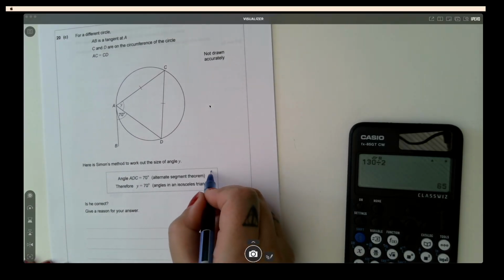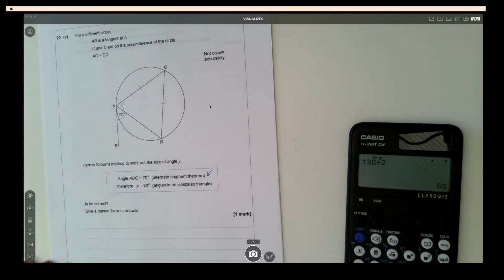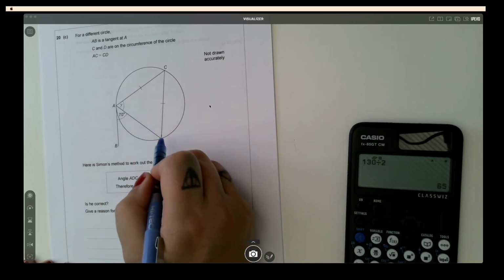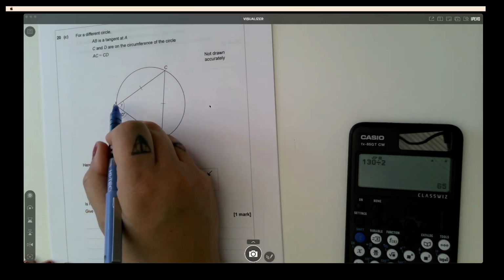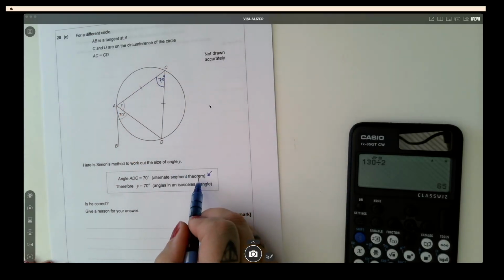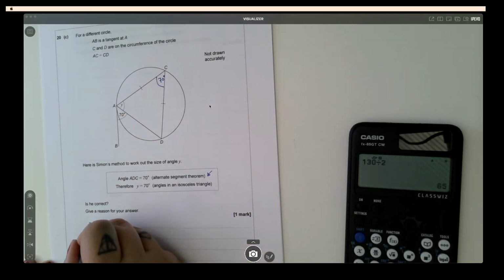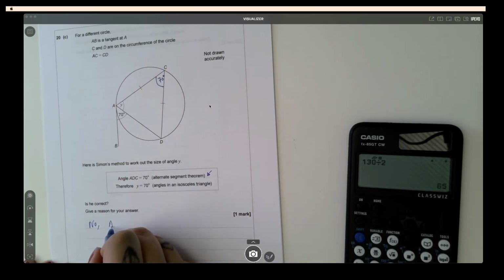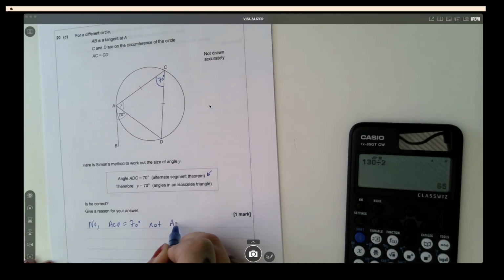Okay, so he's used the alternate segment theorem here. He's not correct because it's not the angle ADC that would be 70. It's the angle ECD here that would be 70 by that rule. So, no, he's not correct. It's ACD that equals 70 degrees, not ADC.